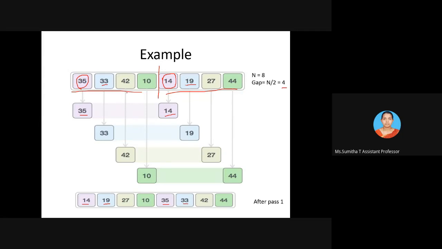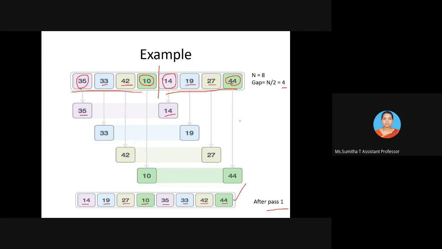The third element, 42 here and 27 there. Again this is not in order, so we have to swap both. That is, 27 here and 42 will go there. And again the last element, 10 and 44, they are already in order. 10 is smaller, so no problem, we keep the elements as they are. This is the way we do it. This is pass one. After pass one, the elements look like this.